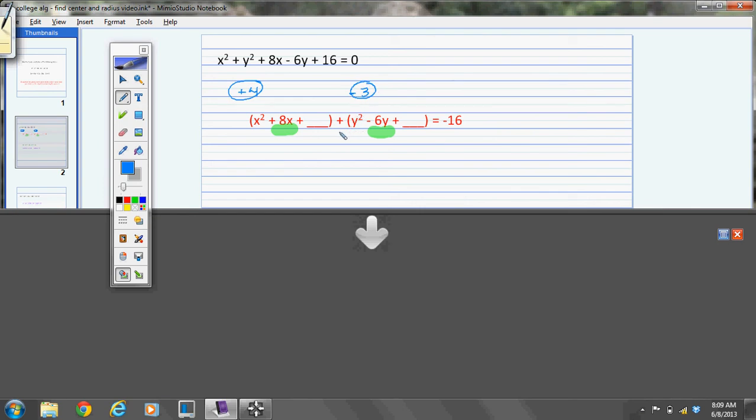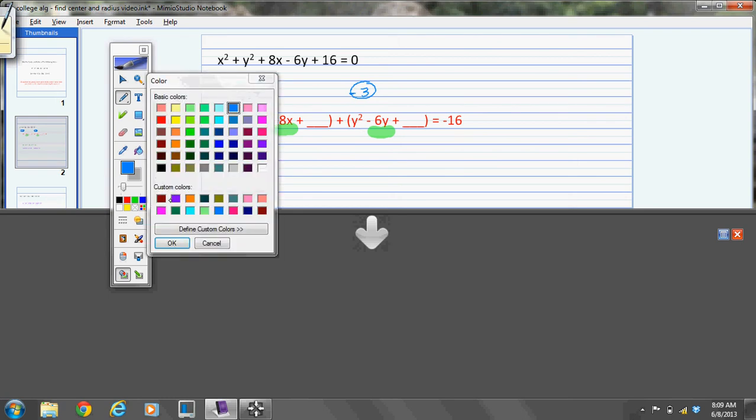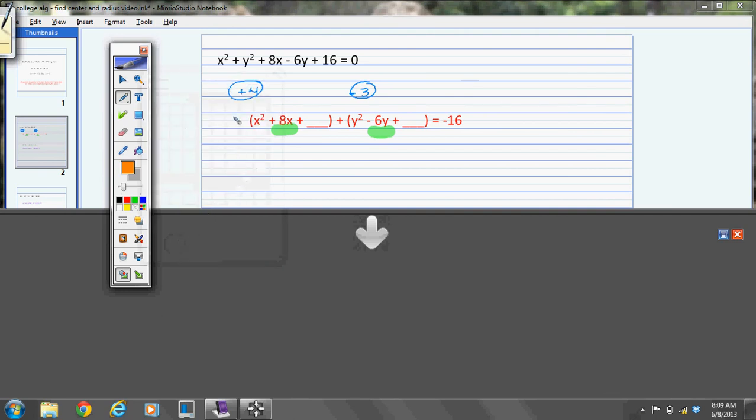Now, the next step, and let me get a different color here so you can see. The next step told us to take the circled number and square it and add it to both sides. So if you have a positive 4 and you square it, you get positive 16. So we're going to add it here, and we're going to go over here and add it here. Here, if you take a negative 3 and you square it, you get a positive 9. So we're going to add it here and over here.